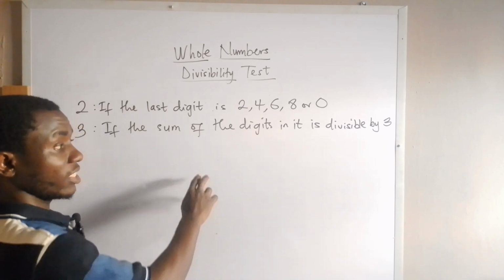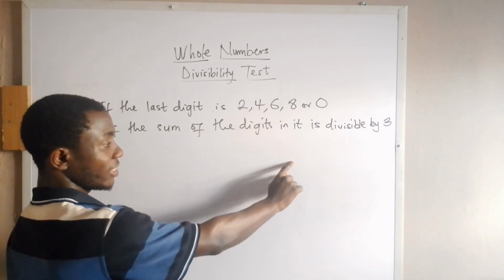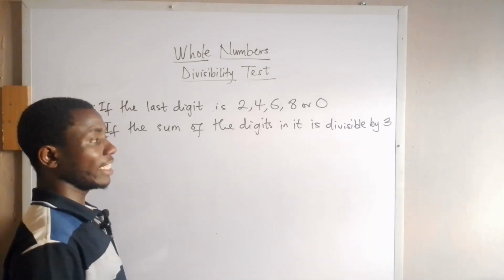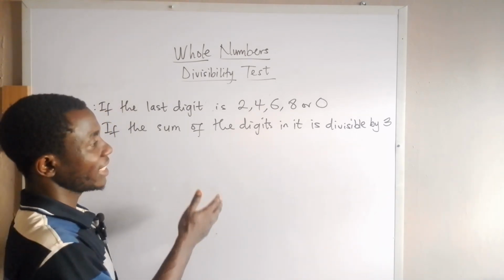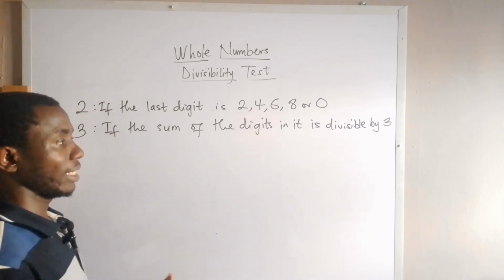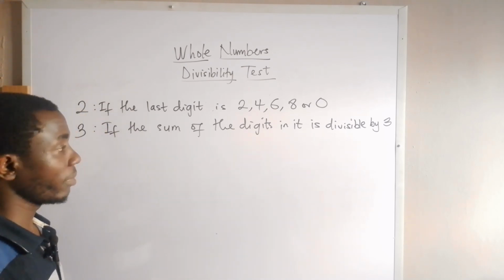Because no matter how large the number is, summing the digits in the number will not be as large as the number itself. And this will give you an upper hand in seeing whether a number can be divisible by 3 or not, no matter how big the number is.